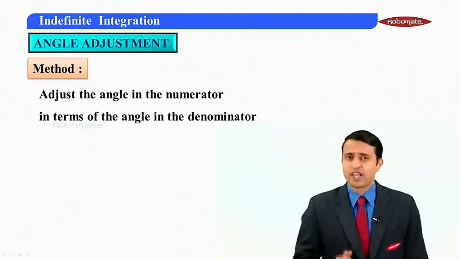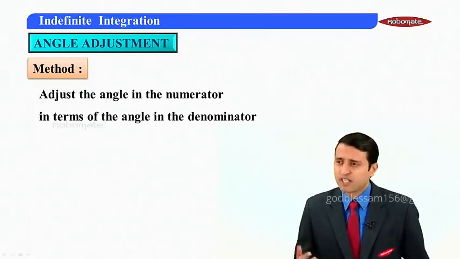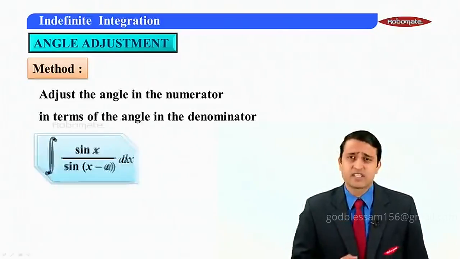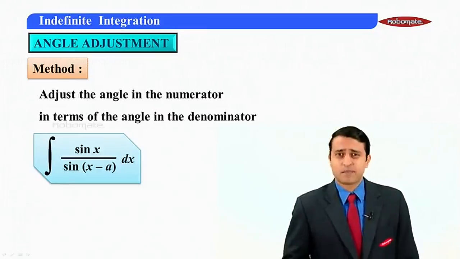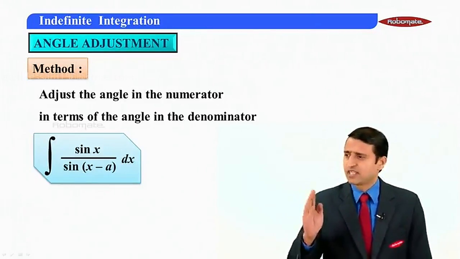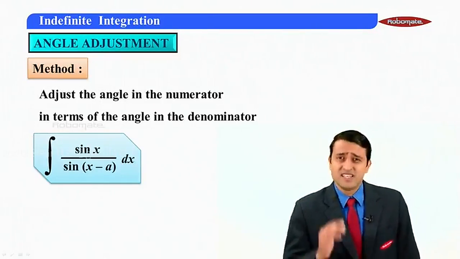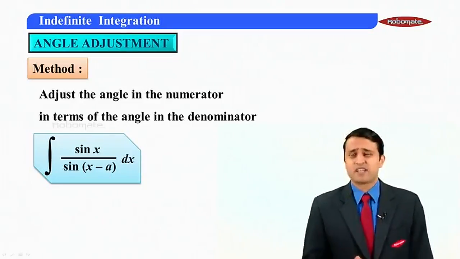Now I don't want to talk in air what is angle in the numerator, what is angle in the denominator. Let us see it actually. Let us take an example in this type. An example in this type can be like this. Integral of sine x upon sine of x minus a.